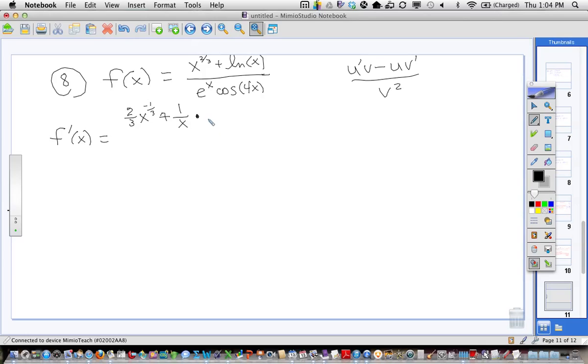Multiply. I don't think so. I don't have anything that's a product yet, do I? This is not a product, right? So all I've done so far is u prime. That's all I've done so far is u prime. Derivative of the top.